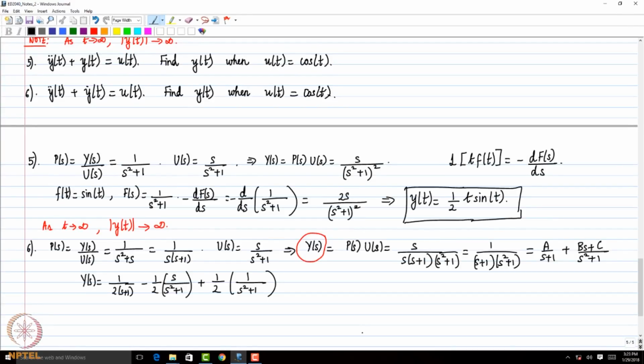But more important, residues are important. More importantly is the concept which I am coming to, essentially y of t. If you take the inverse Laplace transform, you are going to get 1 by 2 e power minus t, minus 1 by 2 cos t plus 1 by 2 sin t.